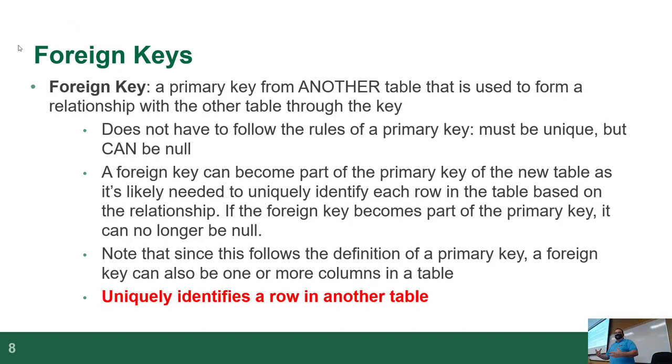Okay, a foreign key is a primary key from another table that is used to form relationships through the key. It doesn't have to follow the rules of a primary key. It doesn't need to be unique, and it can be null. There's a typo in the slide, but it should be: does not need to be unique, and it can be null. Because sometimes you don't know the value of a foreign key.